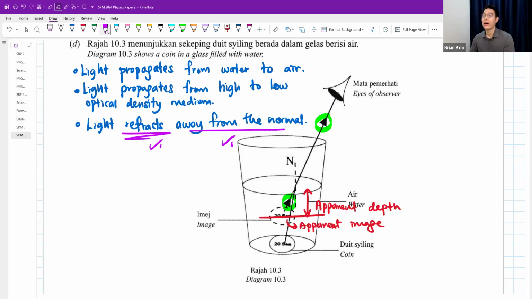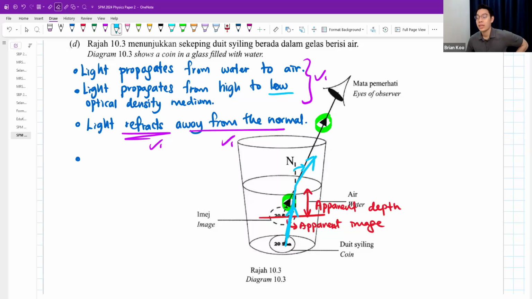Okay, you talk about water to air, high to low density, you get 1 mark. So you want to combine them together, but you don't know which one is going to be awarded marks. So I feel you should write down everything you know. You can write more if you have time. And how do I know it refracts away from the normal? Well, you can see that the light at first is like this, and then now it goes away from the normal. It bends away from the normal to go into your eyes, which makes sense because you go from a high to low density medium.